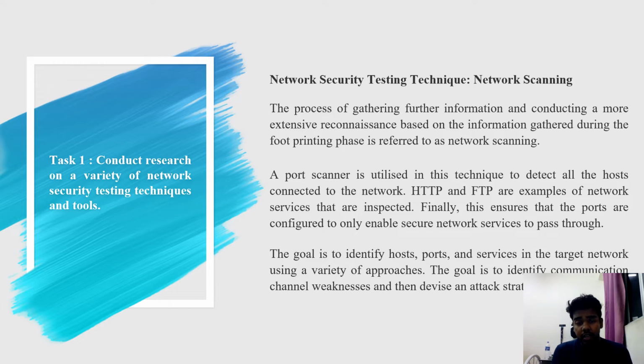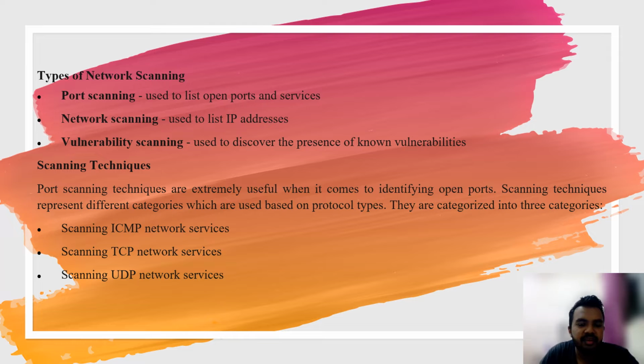The goal is to identify hosts, ports, and services in the target network using a variety of approaches. The goal is also to identify communication channel weaknesses and the device and attack strategy. Types of network scanning: port scanning, network scanning, and vulnerability scanning. Port scanning is used to list open ports and services. Network scanning is used to list IP addresses. Vulnerability scanning is used to discover the presence of known vulnerabilities.